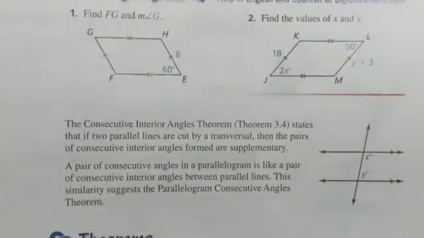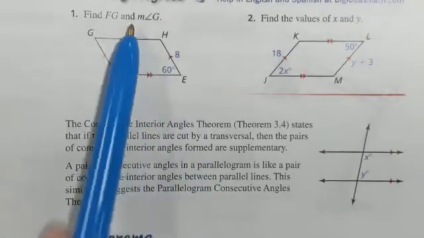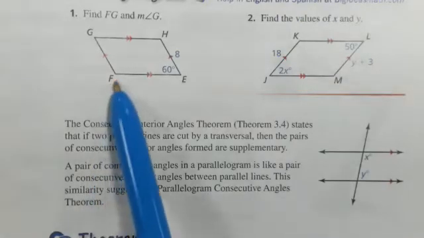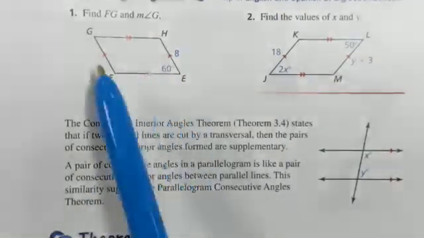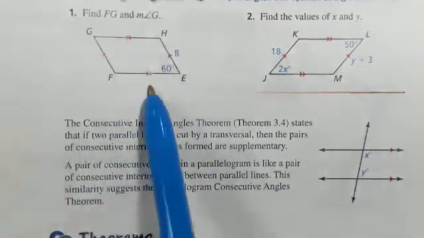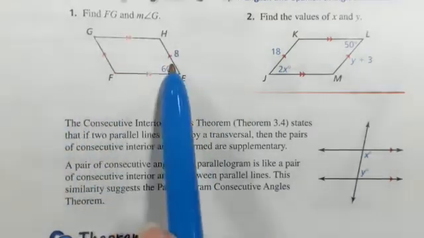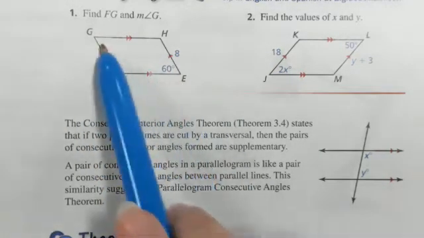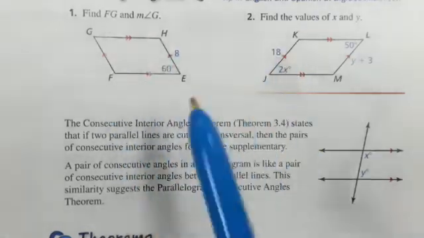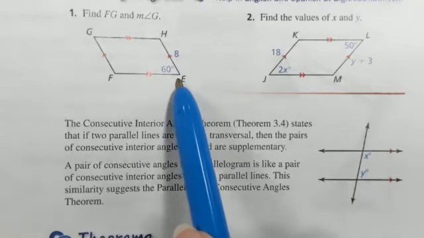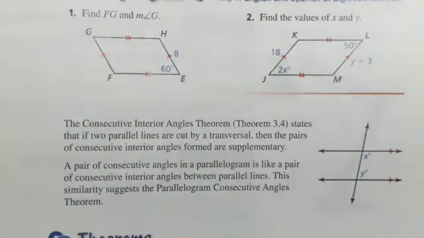Okay, let's try this one. Find FG and the measure of angle G. So FG, we have two opposite parallel sides. So we know we have a parallelogram. So if HE is 8, that means FG must also be 8. And that means our opposite angles are congruent. Therefore, if angle E is 60, angle G must also be 60.